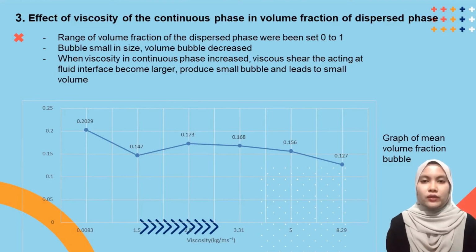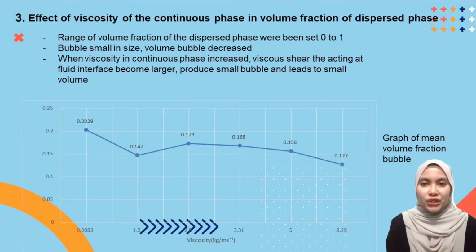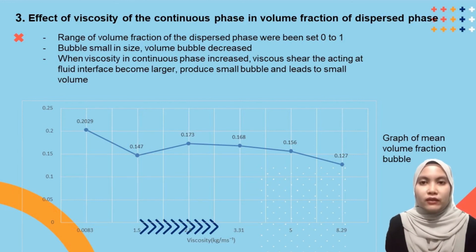The next result is the effect of the viscosity of the continuous phase on the volume fraction of the dispersed phase. In this part, the volume fraction is set from 0 to 1, and based on the graph, the volume is in range. The graph of the mean volume fraction shows that when the viscosity of the continuous phase increases, the volume of the bubble formed from the dispersed phase decreases. This is because when the viscosity in the continuous phase increases, the viscous shear acting at the fluid interface also becomes bigger and produces a small bubble, leading to a small volume.